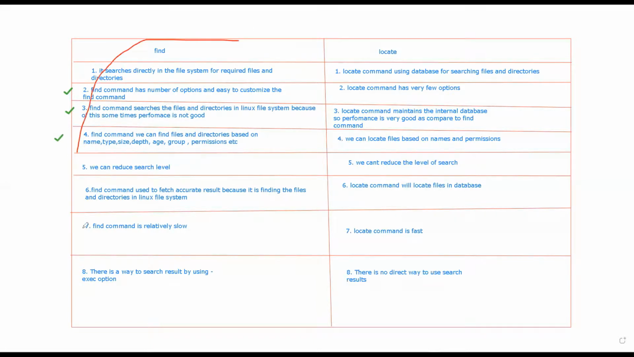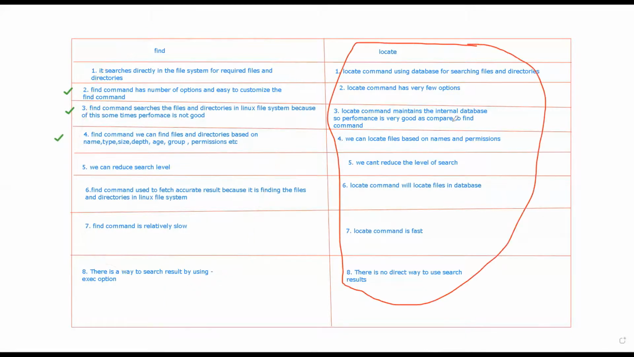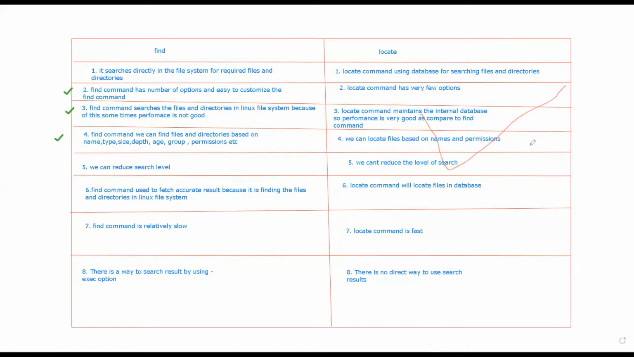If you conclude these differences, the find command is more powerful than the locate command. Though the locate command is a little bit faster, you can see the find command is giving you so many options, and the locate command is giving only two options, names and permissions, right? Then if you want to reuse the result, you can with find, but here you can't use the result, right? So most of the time in the industry, if you want to find the files and directories, we are using the find command, right? So this concludes the find and locate comparison.